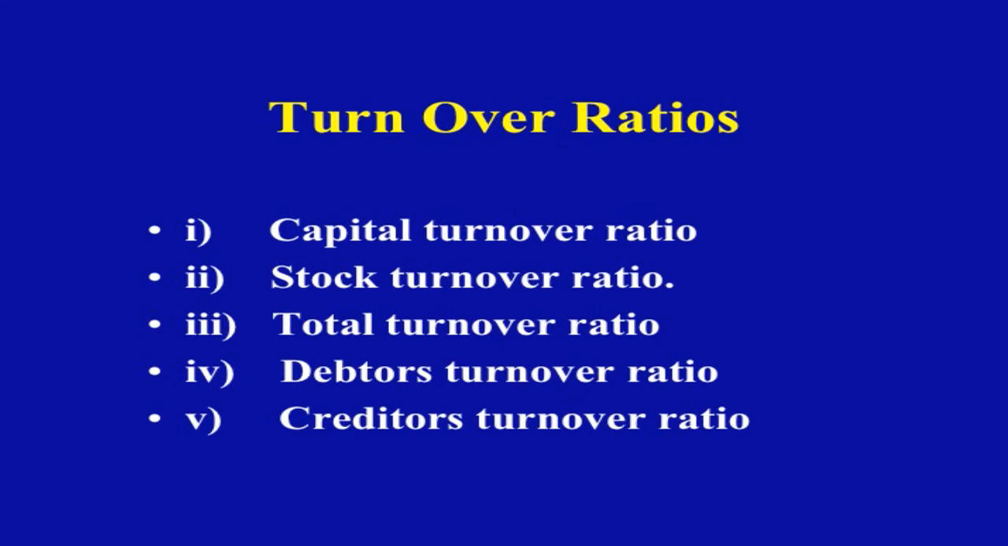Coming to the other type, that is turnover ratios. These ratios basically tell us about how best the firm is able to perform or utilize the resources of the firm. Coming to these ratios, capital turnover ratio, stock turnover ratio, debtors turnover ratio, creditors turnover ratio. All these ratios take an individual item and finally we calculate the ratio.